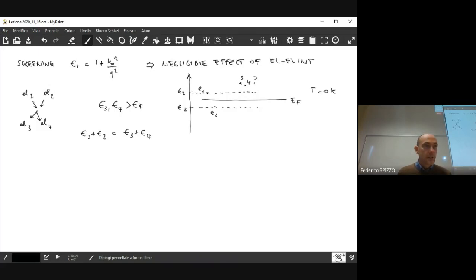If you have this situation, the sum of those two energies will not be equal to the sum of those two, because they are larger than the largest. So this is not possible. The only solution is that E3 and E4 are found there, in that slight portion of space in between E1 and EF.